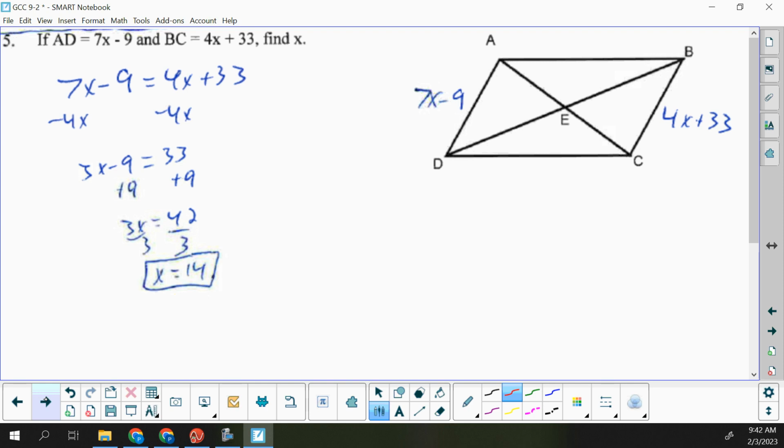For 5, the picture was drawn for us. AD and BC were opposite sides. We know parallelogram implies opposite sides congruent, which means they should be equal. Set them equal and solve. We just had to find x. We got 14.